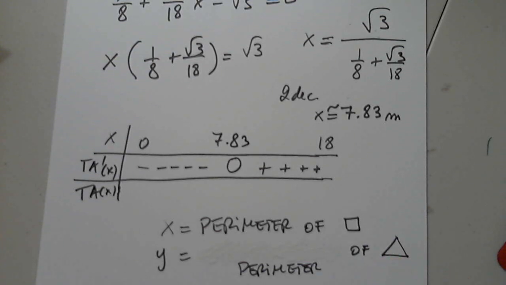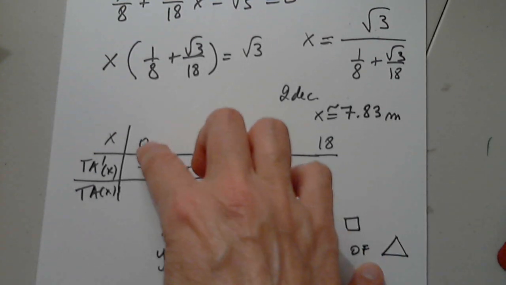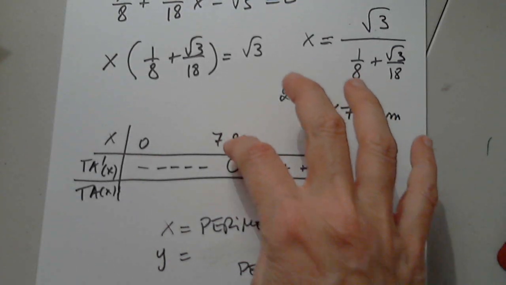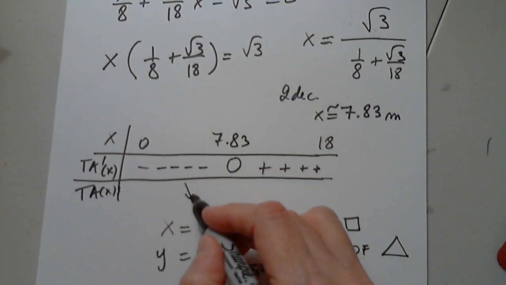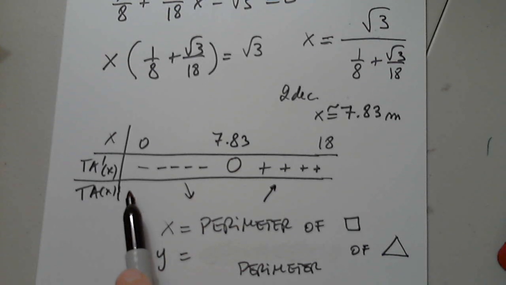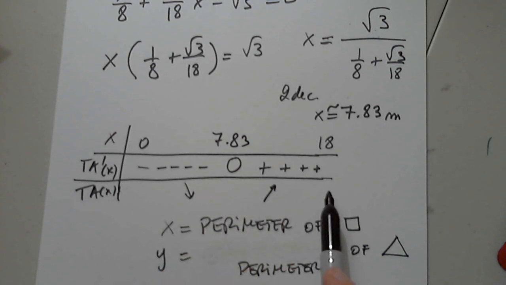Now, I have to determine the total area when x is 0. If x is 0, then we use the entire 18 for the equilateral triangle. Then I have to plug it in, so I know that this will be the minimum. So I plug in 0, and then I plug in this, and I plug in 18.